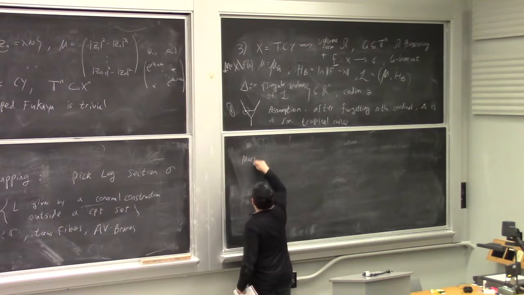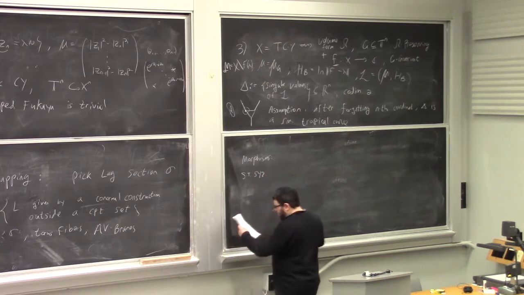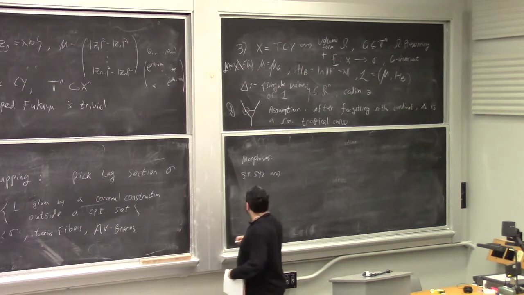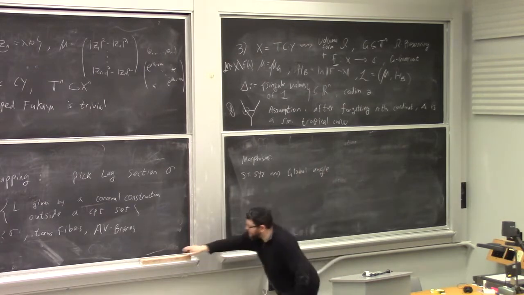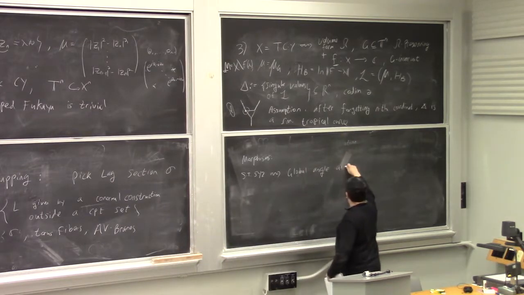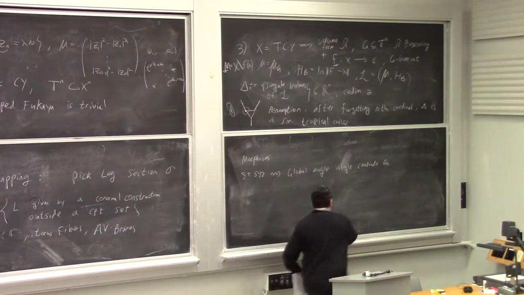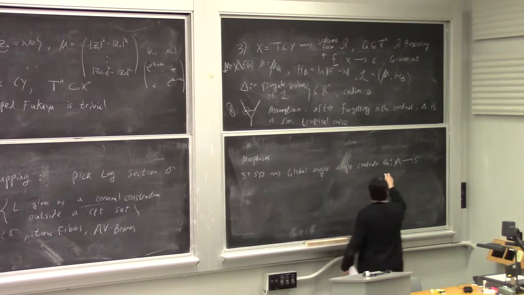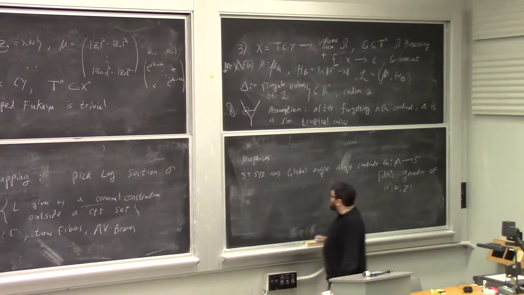So for morphisms, at least in this semi-toric SYZ setting, remember we said we had a global torus action. It has n-1 global action coordinates. Dually we have a global angle coordinate theta n. It's just a map from M to S^1, such that d theta n is a generator of the first cohomology.